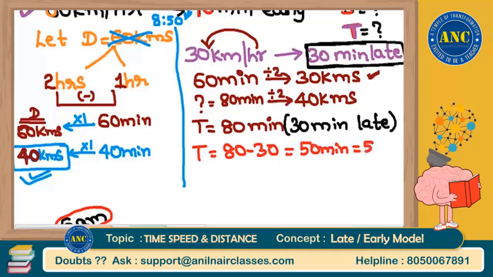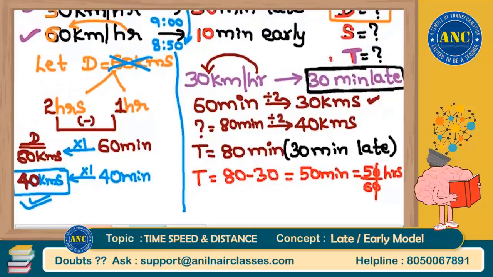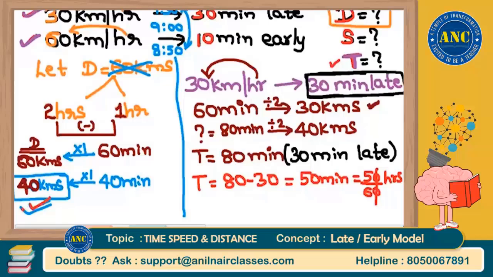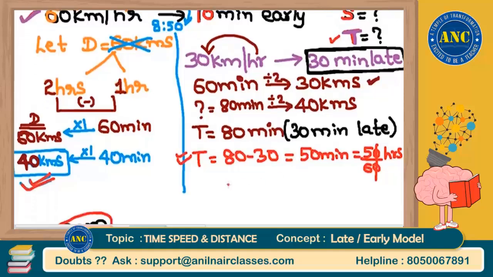50 minutes is nothing but 50 by 60 hours. 50 by 60 hours is 5 by 6 hours. Answer for time is nothing but 5 by 6 hours. You know the distance as 40 kilometers. You know the time as 5 by 6 hours. Speed is nothing but distance by time. Distance is 40. Time is 5 by 6.